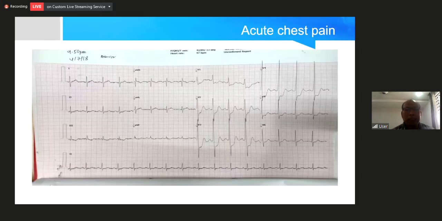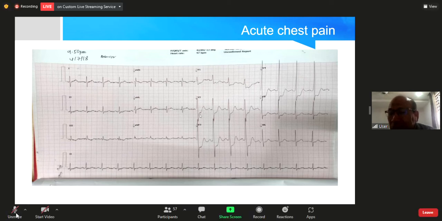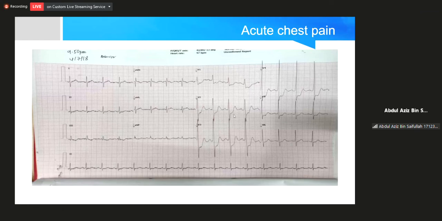This is another chest pain that I want you to see. This is more or less ST depression. You can see the J point is here, and the baseline is here, so definitely it is ST depression. Agree with me, student? ST depression, right? Yes. Okay, next slide.